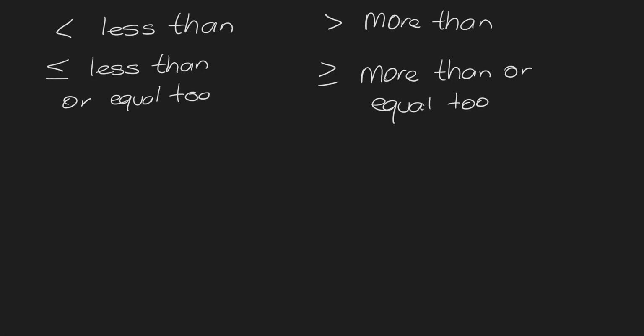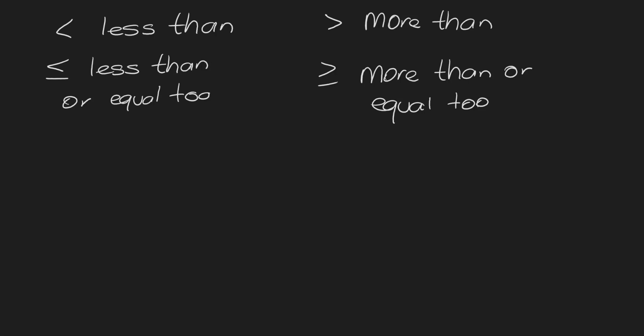So this arrow over here means it's less than. The symbol right below it means it's less than or equal to. With the line underneath, it just states that it will be less than or equal to. Over here we've got more than, and right below that we've got more than or equal to. So let's look at an example of how it looks.